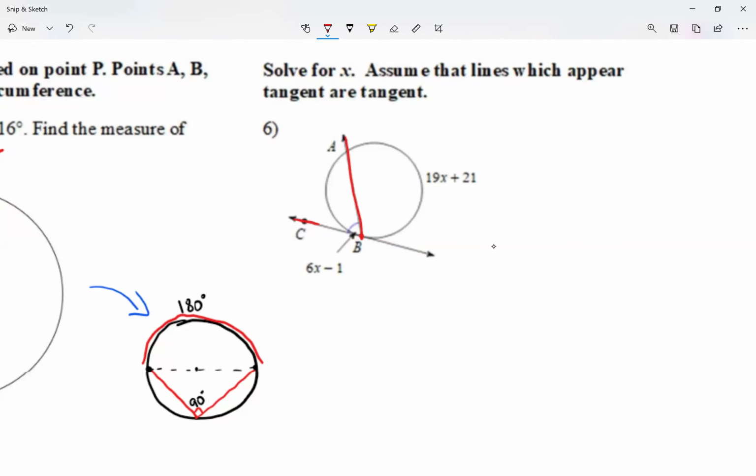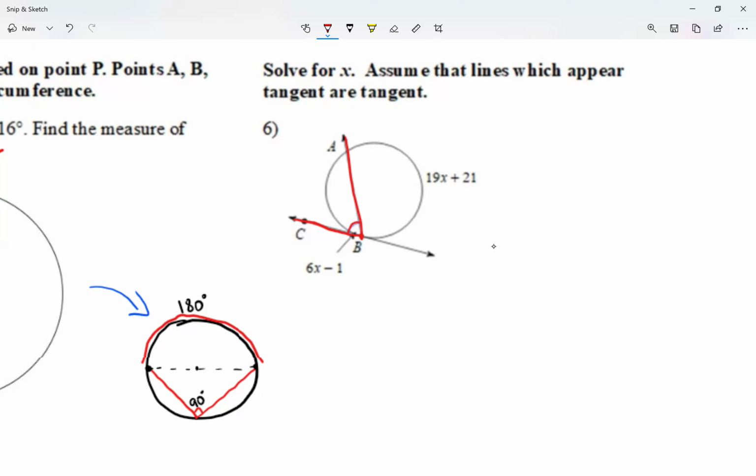Okay. Let me just say that I see an angle here. That angle is 6x minus 1. Let me ask you this: is the vertex, the corner that the angle makes, inside in the center of the circle, or is the vertex on the circumference of the circle? The vertex, the corner of the angle, is on the circumference of the circle.